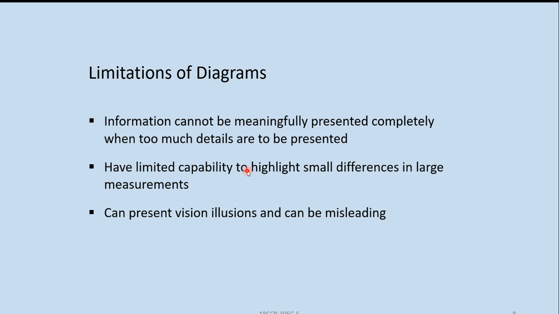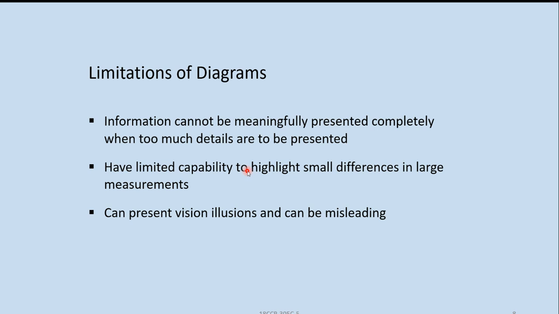And it has a limited capability to highlight small differences. A small difference in the data may not be easily understandable, may not be easily identifiable, because if the data is large and we have a small difference in the data, then it is very difficult for us to show them in the graph paper, and that too with the difference. So in large measurements, we cannot easily highlight the small differences which exist in the data.